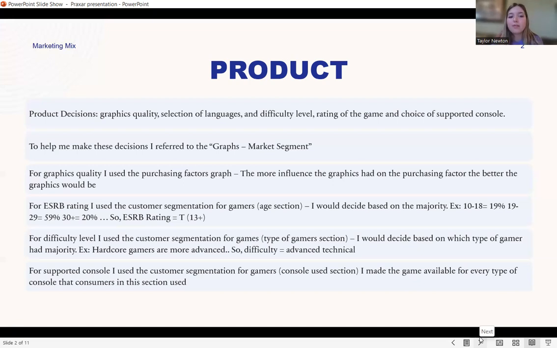Additionally, for the difficulty level, I use the customer segmentation for games type of gamers section, and I would decide based on which type of gamer had the majority. So, for example, the hardcore gamers are more advanced, so I would make the difficulty advanced technical. Additionally, for the supported console, I use the customer segmentation for gamers console use section, and then I made the game available for every type of console that the consumers in this section used.